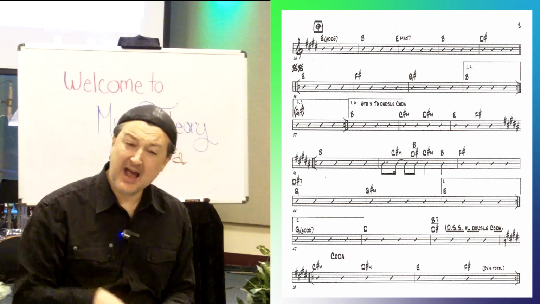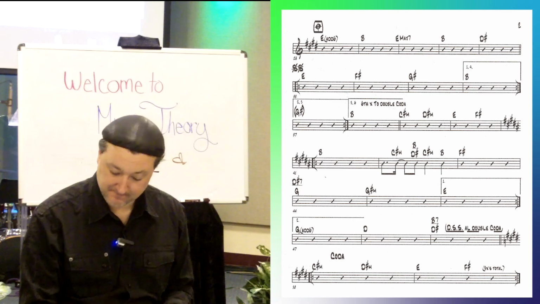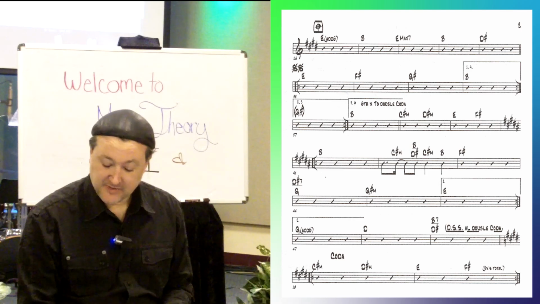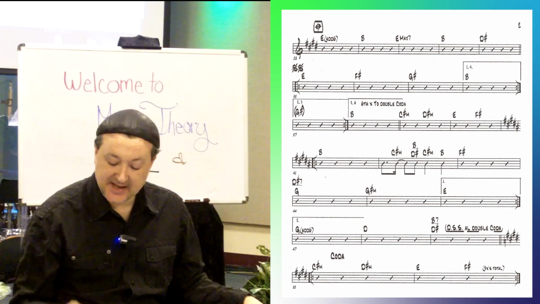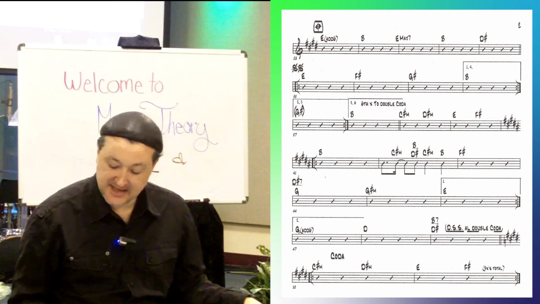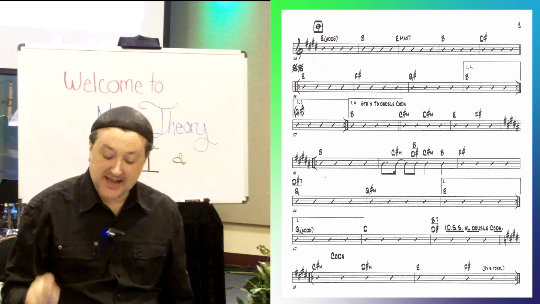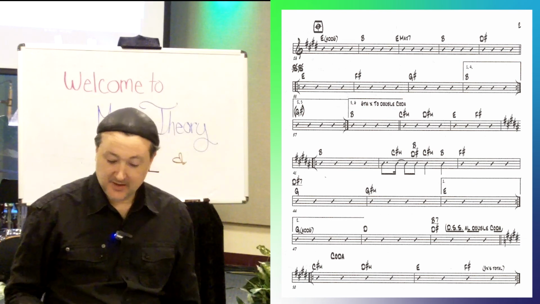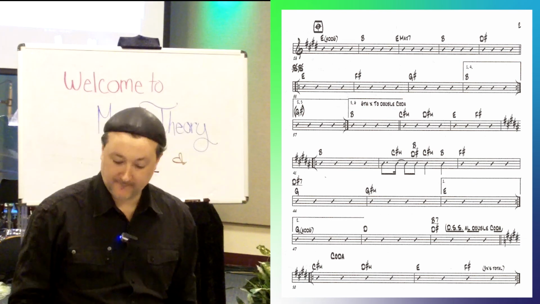Now check this out. Look closely. Second ending, G, D. Then it says DSS, Al double coda. DSS is back to bar 33.